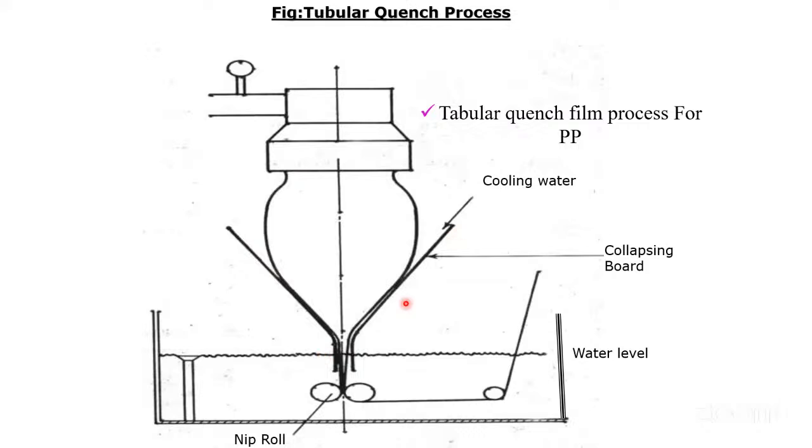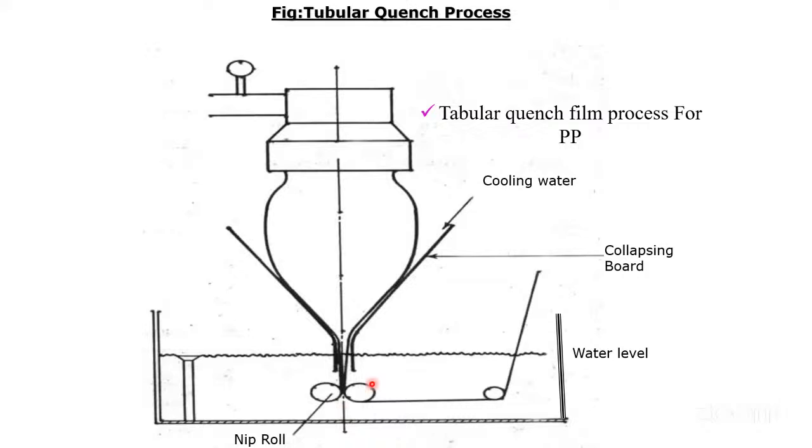Here is a lay flat. See now here, here's the cooling water. The cooling water is going here. We are pouring cold water from here. Cold water, but it's chilled water, friend. Chilled water. It's a collapsible board. See, the collapsible board is like this, and this is the water level. See the water level here.